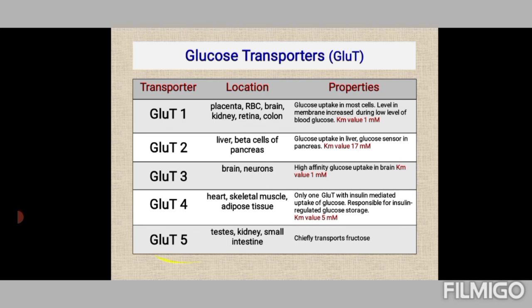And we have one more, GLUT5 here. This has the function of transporting fructose mainly from the intestine. So here we can see that the presence of GLUT isoforms actually fine-tunes the glucose metabolism, or the glucose metabolic orchestra, of different tissues in the body in this manner.